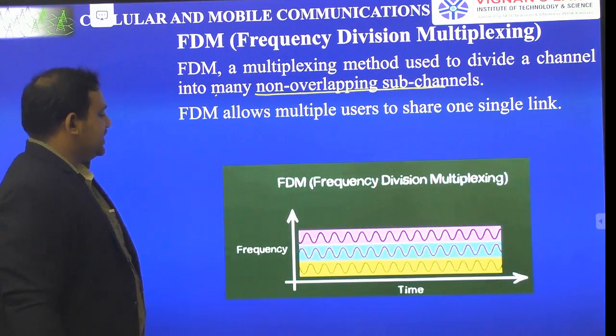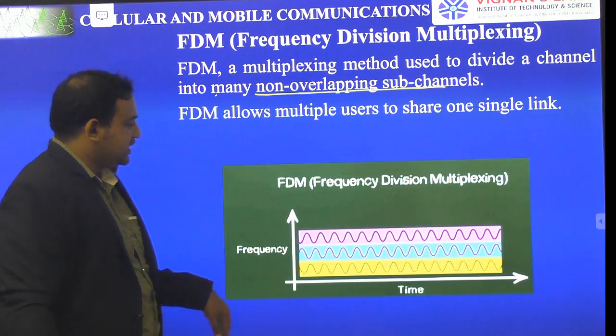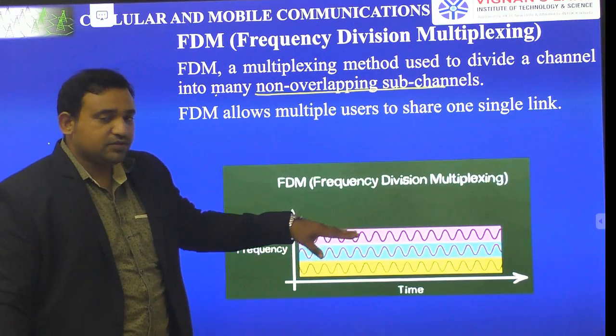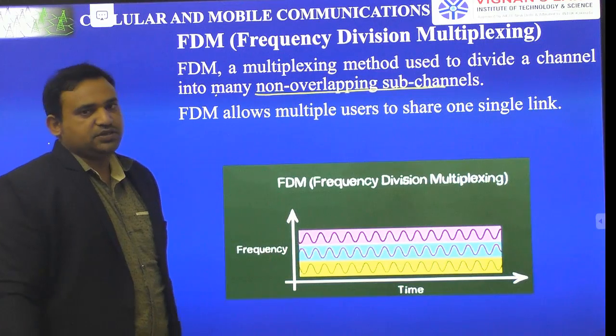So this is the representation of different signals with respect to FDM. This is the time, and we are dividing the frequency, and allocating one signal to one respective channel. We are dividing the channel.